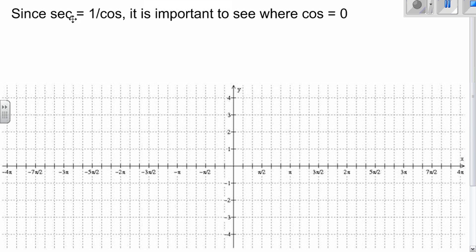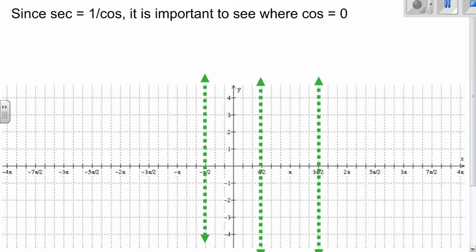We're going to look at secant next because it's 1 over cosine. So still cosine is 0 at all of those pi over 2 values. So that means we're going to have asymptotes at all of those. But in all of these, since it's just 1 over cosine, the numerator is always 1.